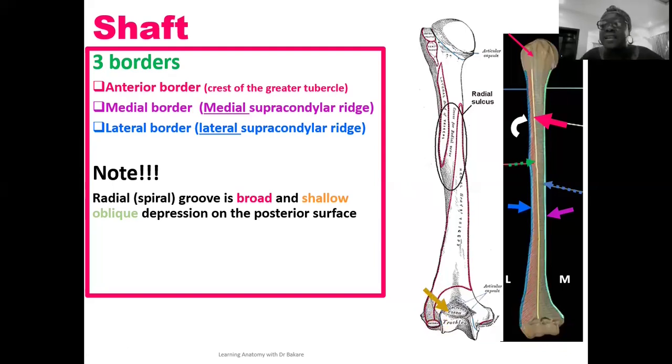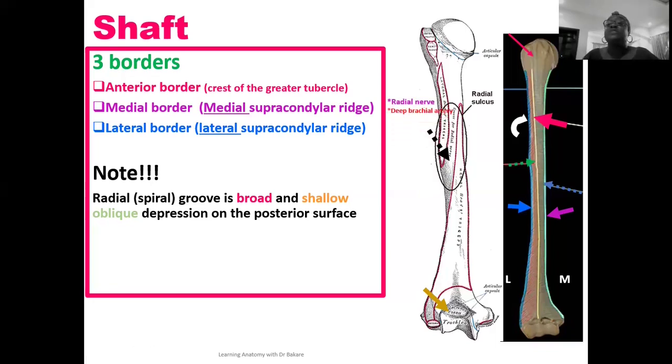We'll also be expanding more on this as we go through this lecture. This is just to mark here that this is the posterior surface of the humerus. So at this region that is marked in dotted black is where we have the radial or the spiral groove. You can see that this groove is an oblique groove. It is not deep, but it is seen to be broad. And this is what creates the accommodation for the radial nerve.